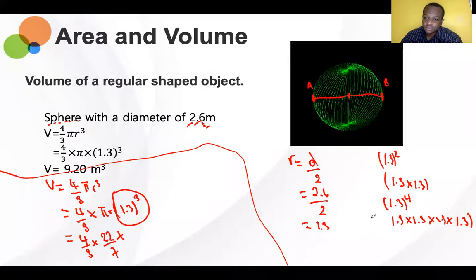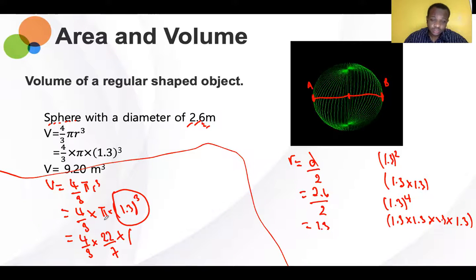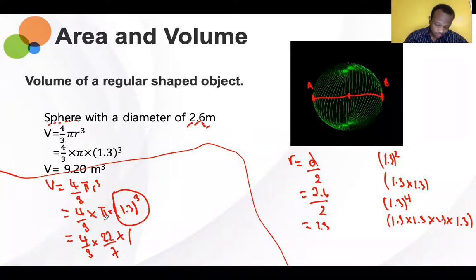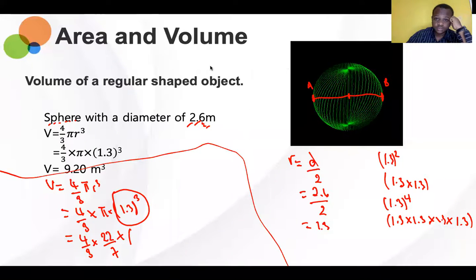Now we said our value for this again. What is our value for this? 3.9. Let me just double check that. Oh, I don't think that's right. Try it again. 1.3 times 1.3 times 1.3.